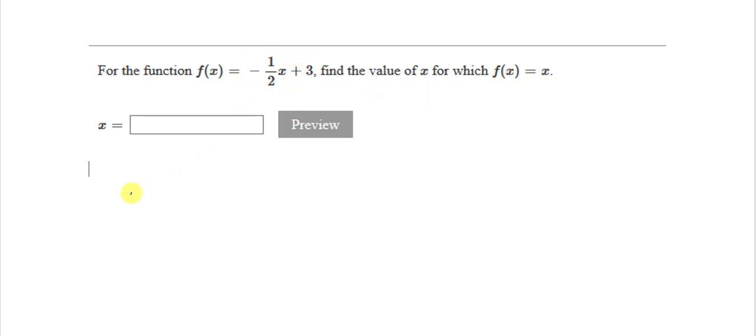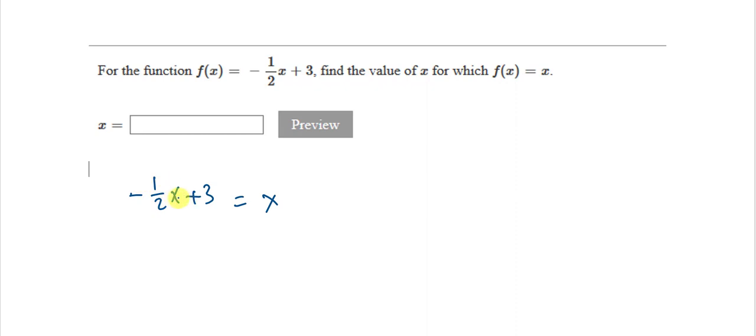f of x is minus 1/2 x plus 3, right? This is f of x equal x. So let's put that x. Now we're just solving the value of x. So in fact, we are just solving for x of this equation.